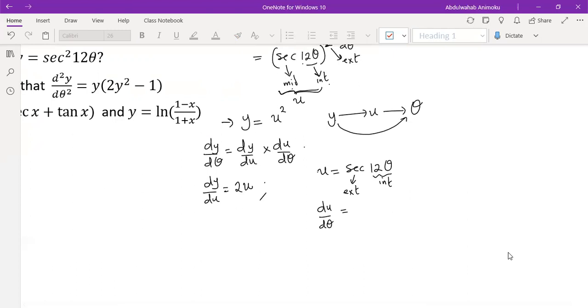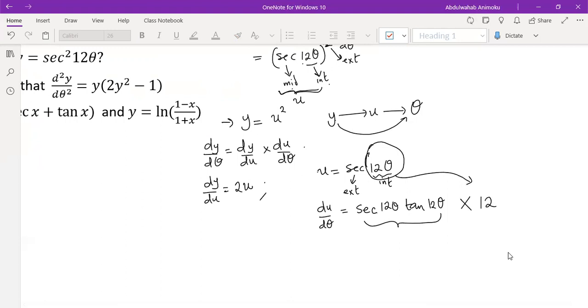Now, what is the derivative of the secant function? Secant of that function multiplied by tan of that function. So that will be secant of whatever function is inside the secant, which is 12 theta, multiplied by tan of whatever function is inside the secant, which is 12 theta again. So this is the derivative of the external function, which is secant. We now multiply this with the derivative of the internal function, which is the derivative of 12 theta with respect to theta, that is just 12.